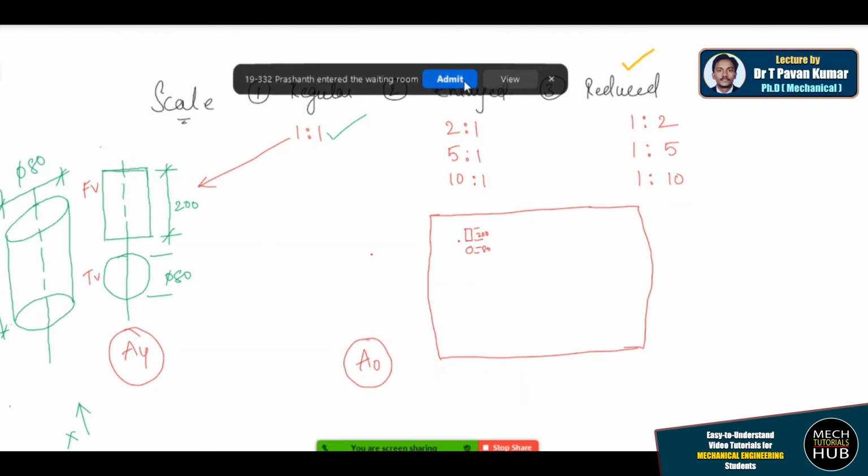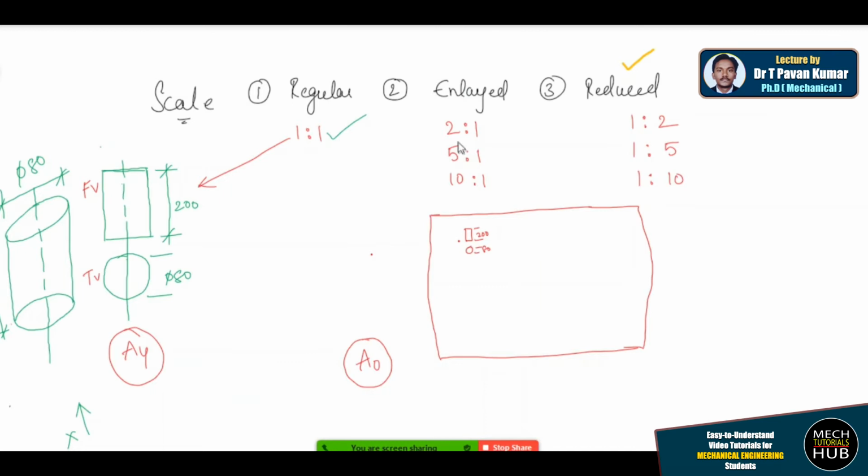For example, just try to concentrate. I'm trying to increase by 2 times. I'm trying to increase by 5 times. I'm trying to increase by 10 times. It all depends on the requirement of the client or the customer, or the draftsperson, or the person who is actually working on the shop floor for manufacturing the component from the 3D model by using the raw material.